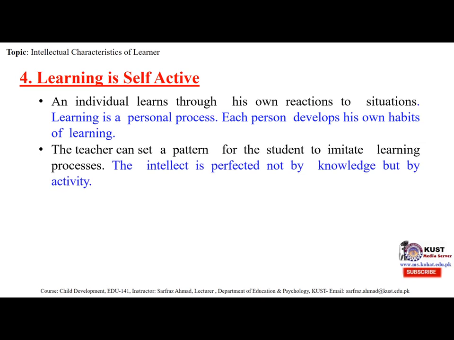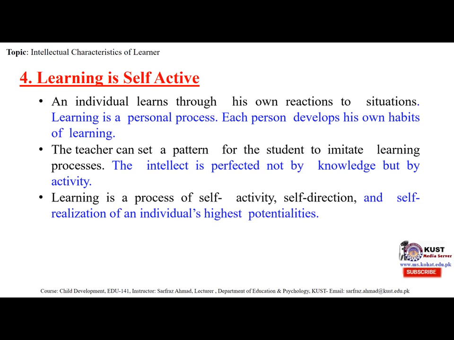The teacher can set a pattern for the student to imitate learning processes, and the intellect is perfected not by knowledge but by activity. The teacher only sets active patterns, showing how the students have to react in particular situations, and then it is dependent on the student how he or she reacts.